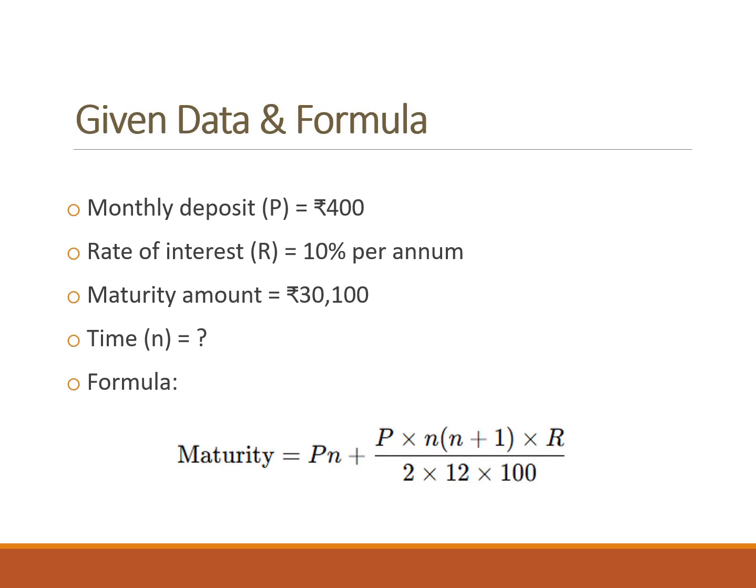Beena deposits 400 rupees per month in a recurring deposit account at 10% per annum. She receives 30,100 rupees at maturity. We use the maturity formula to find the number of months.